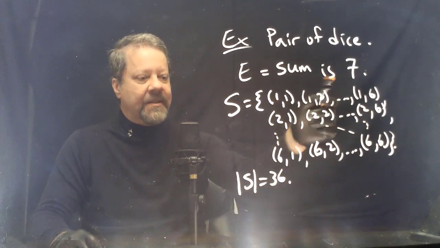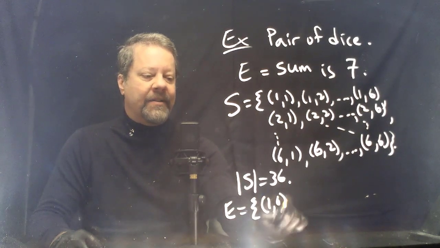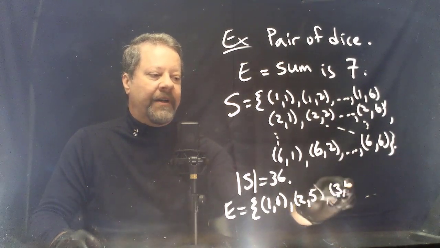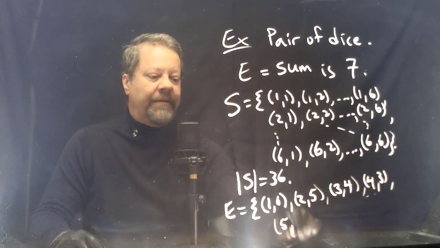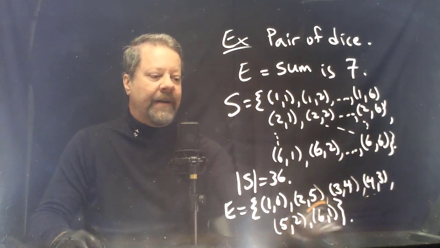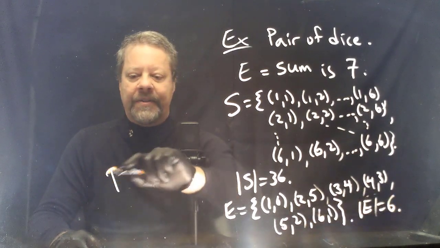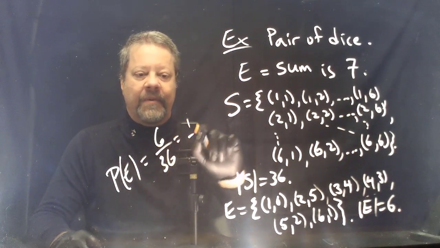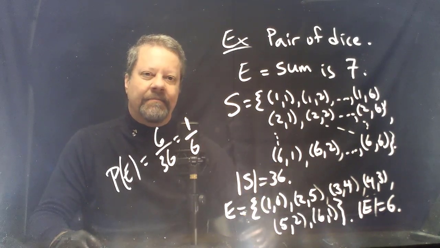Well, let's list the number of ways that we can roll a 7. We can roll a 1 and a 6. We can roll a 2 and a 5, a 3 and a 4, a 4 and a 3, a 5 and a 2, or a 6 and a 1. 1, 2, 3, 4, 5, 6. It follows then that the probability of this event will be 6 divided by 36, or about 1 in 6 times we should roll a dice sum of 7.